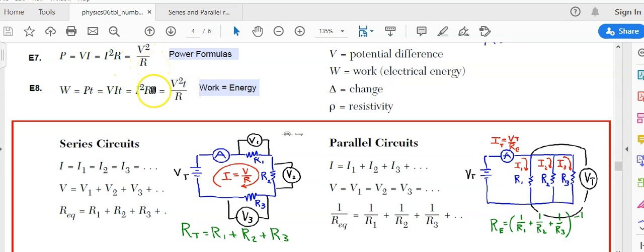Work and energy formula, E8, is nothing more than the top group multiplied by time. You'll notice that each one of these expressions has a time value multiplied by it because power times time is work and energy. Power itself is the rate of doing work. All right, let's get started.